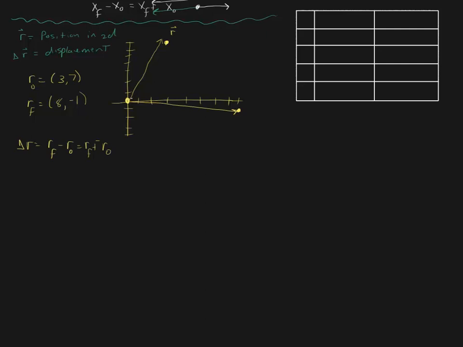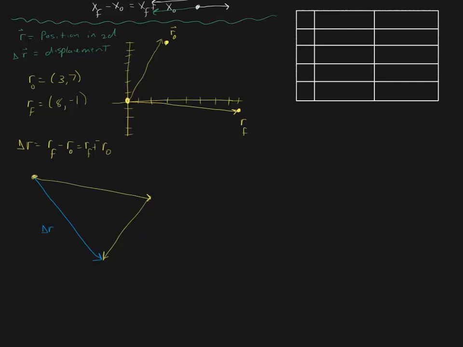So R initial starts out this long, but the arrow points the other way. So we're going to have R final. Here's our starting point. And then it's going to be a negative R initial, so it's this arrow just pointing down in the opposite direction. And our resultant vector goes from the origin to the head of the last vector. So this is delta R. That's what we should see.